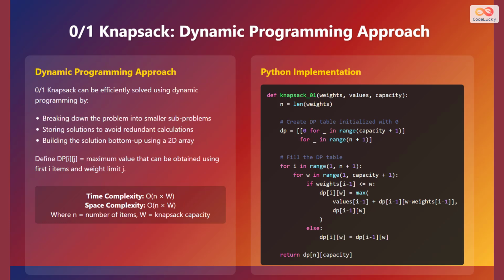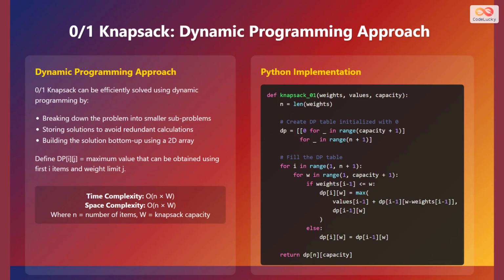The time complexity of this approach is O(n times W), where n is the number of items and W is the knapsack capacity. The space complexity is also O(n times W), due to the 2-dimensional array used to store the solutions. Here's a Python implementation of the dynamic programming approach.